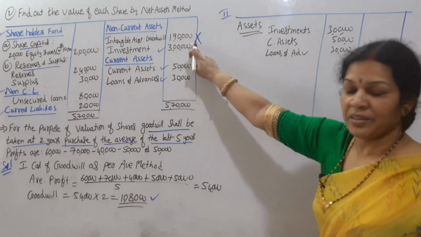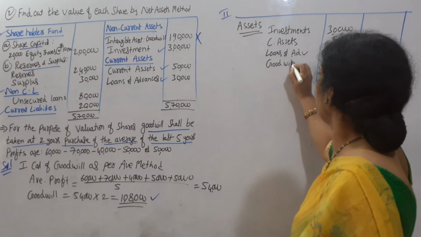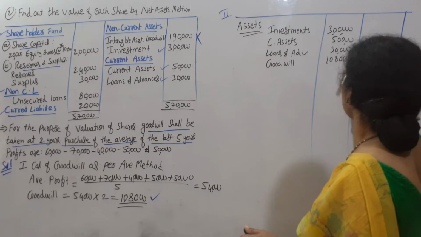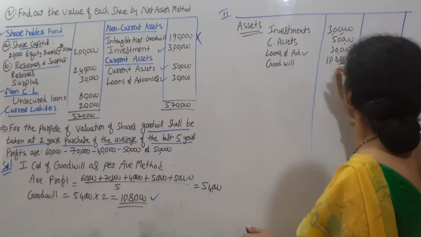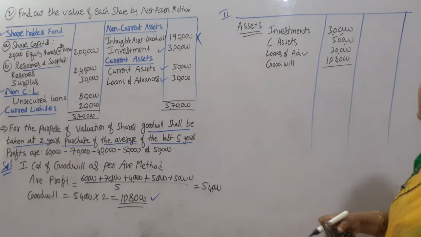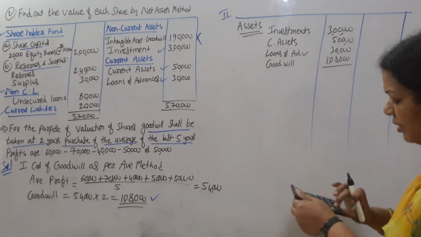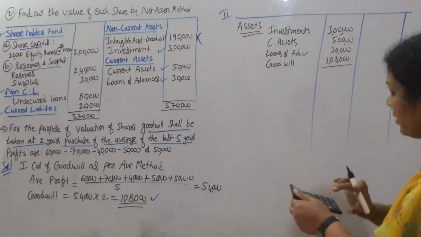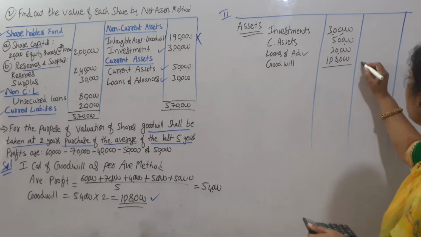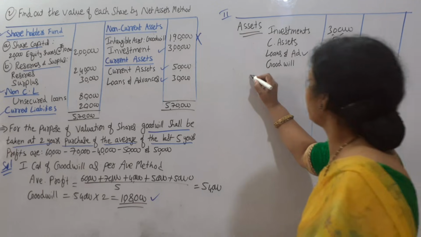Now goodwill, rather than this, we are taking this goodwill. Goodwill 1,08,000. We will total up and write it at the outer column. So 3 lakh plus 3,80,000 plus 1,08,000. It is 4,88,000. This is gross assets.